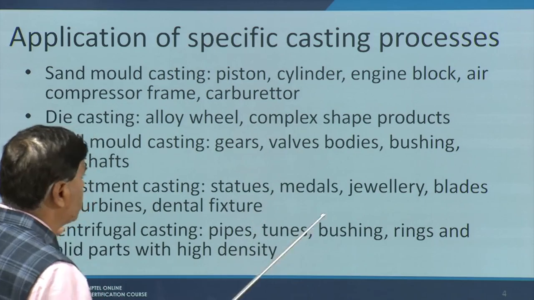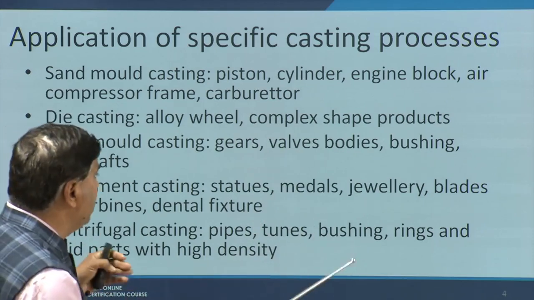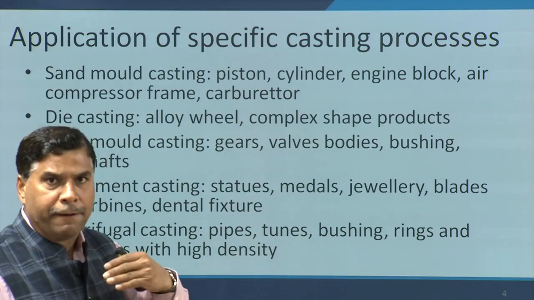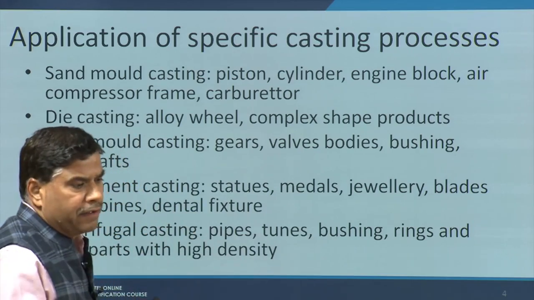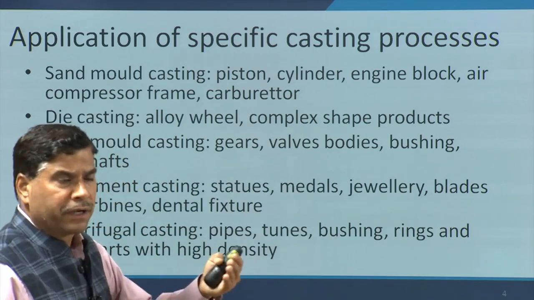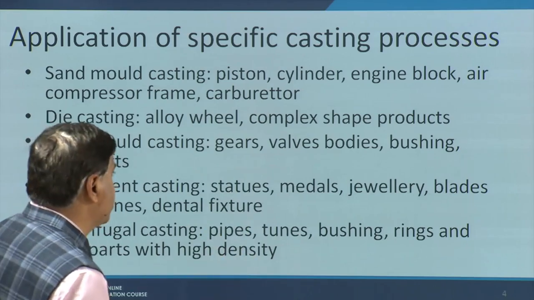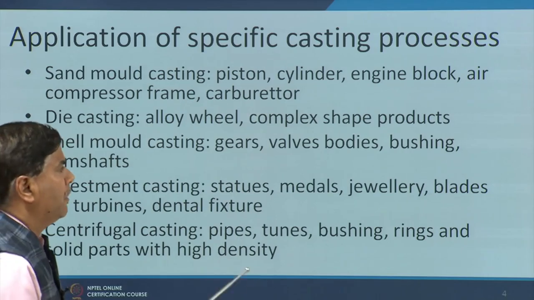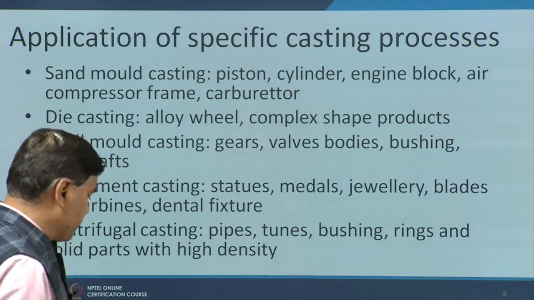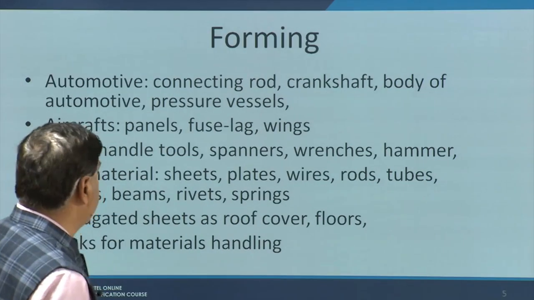So, since each process has a different kind of capability and different production limitations, or you can say the cost at which the product can be made by a particular process is different, these are some of the products which can be made by the specific category of processes.